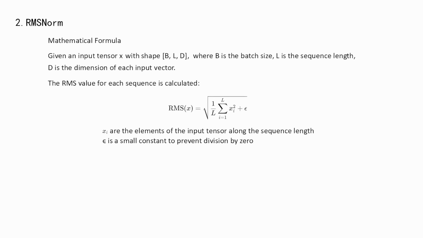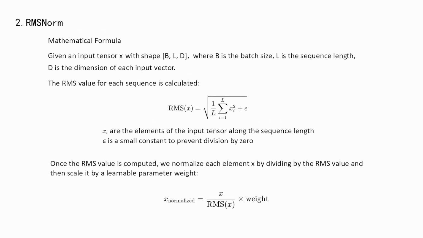Mathematical formula. Given an input tensor X with shape (batch size, sequence length, dimension), the RMS value for each sequence is calculated as follows. Xi are the elements of the input tensor along the sequence length. Epsilon is a small constant to prevent division by 0. Once the RMS value is computed, we normalize each element x by dividing by the RMS value and then scale it by a learnable parameter weight as follows, where the weight parameter is learned during training, allowing the model to control the scale of the normalization.